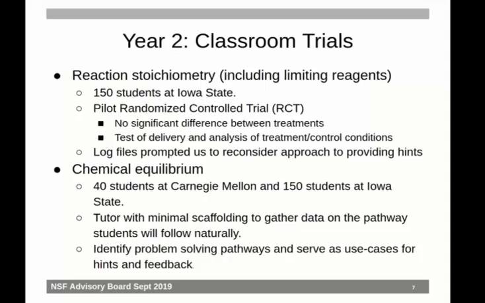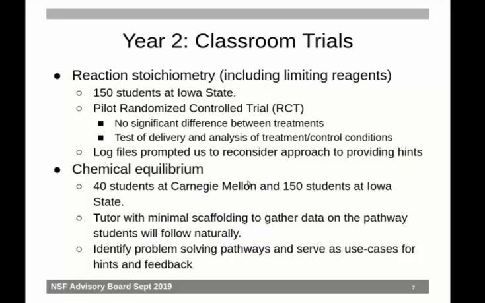So we had two sets of materials that students used. One was limiting reagents, reaction stoichiometry, and that was used at Iowa State, about 100 students. It allowed us to test whether we can deliver an RCT, so we made treatment and control conditions, and we delivered them by random assignment. It seemed to work fairly well, but there wasn't a difference in conditions. It wasn't a large enough sample for statistical differences, so it was mostly to debug the system. It also allowed us to gather log files, and we're using those to understand how best to provide hints and feedback to students.